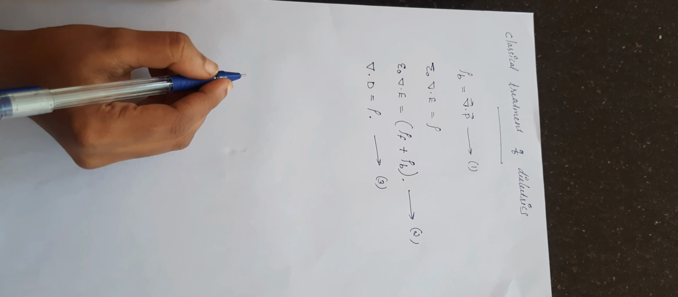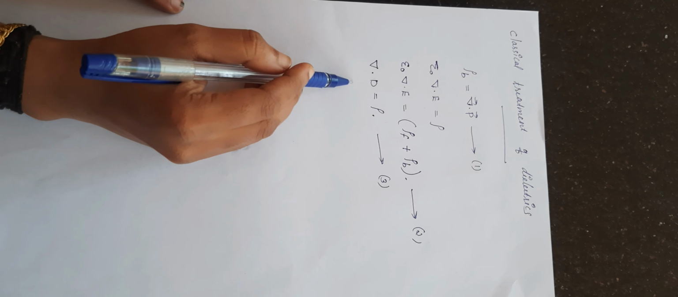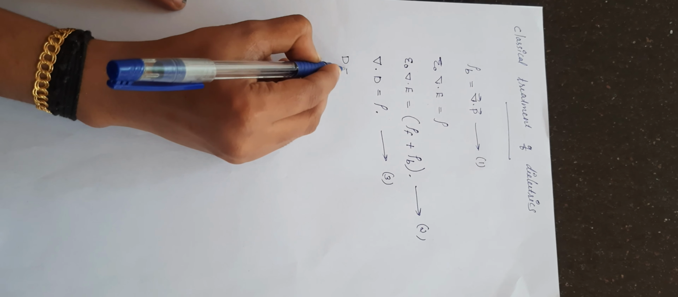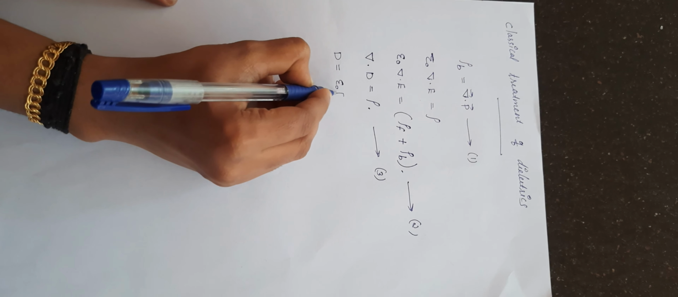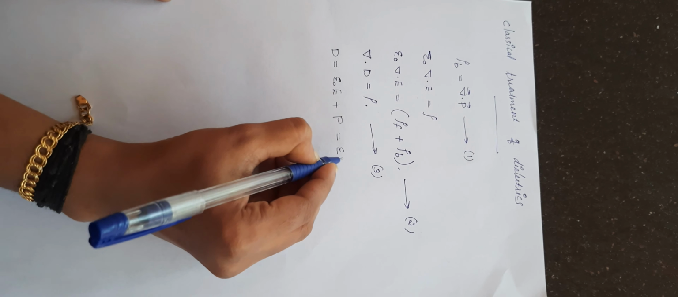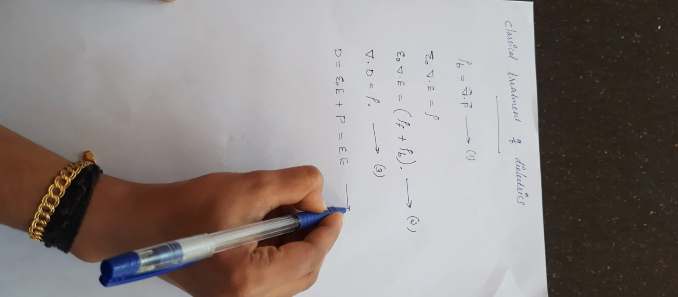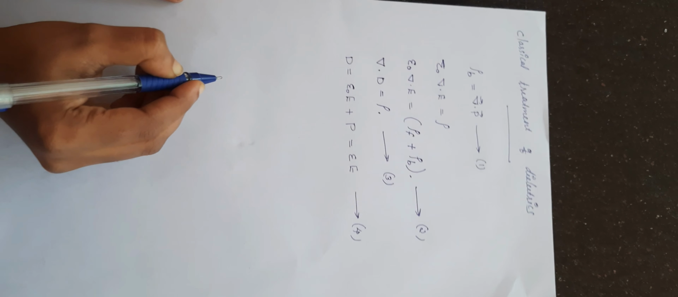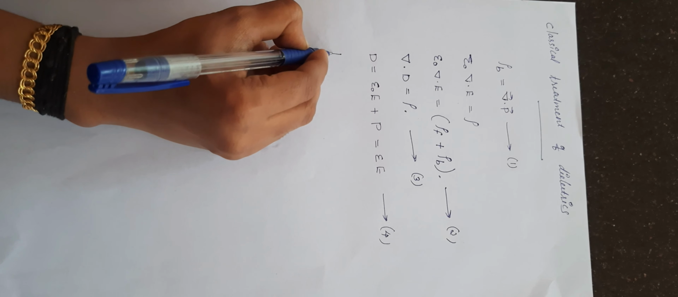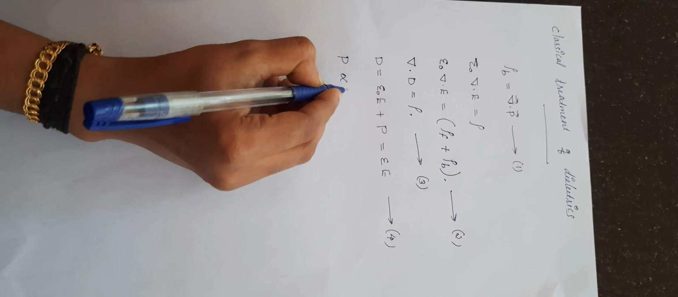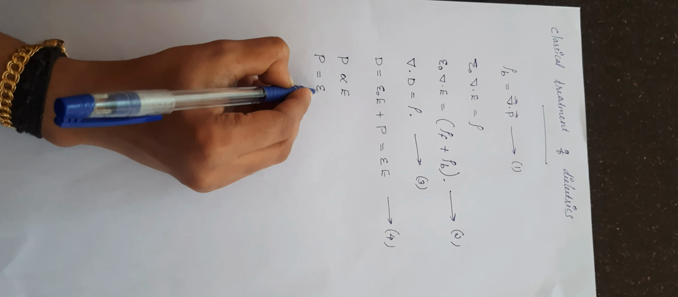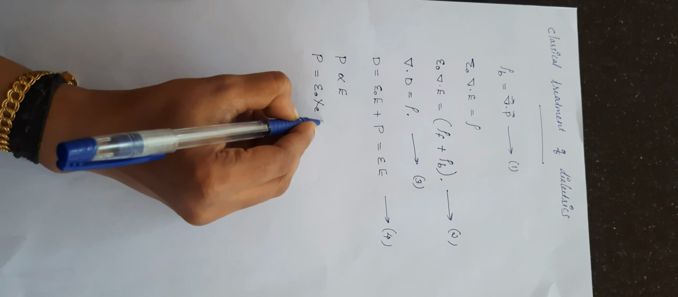By including rho B in the definition of D, this can be done by D equal to epsilon 0 E plus P equal to epsilon E. Equation number 4. If P is linearly proportional to E, then we can write P proportional to E. And P is equal to epsilon 0 chi E.